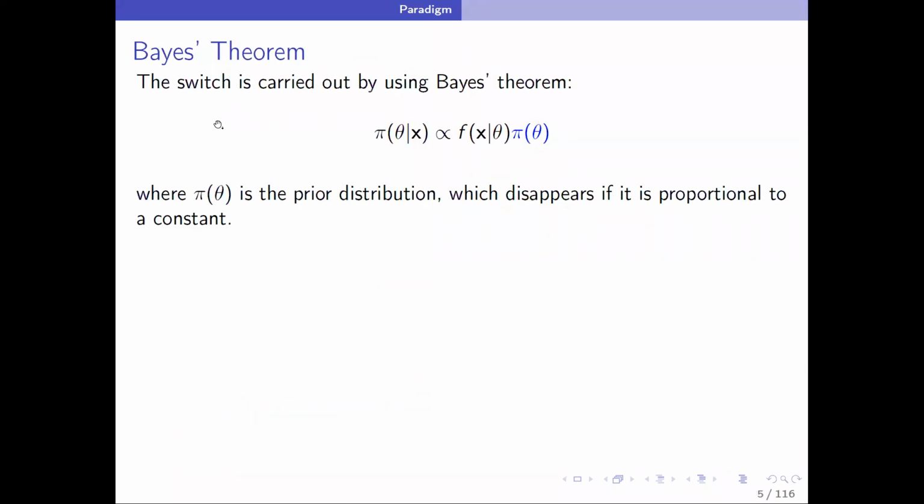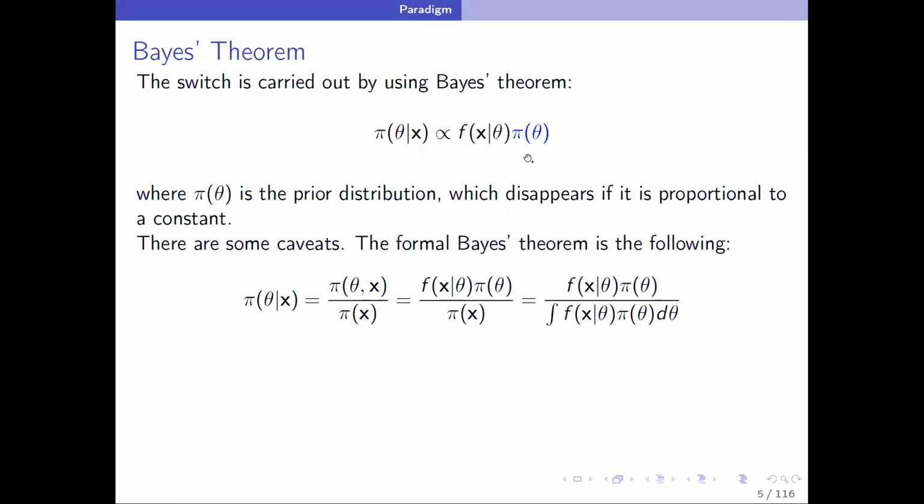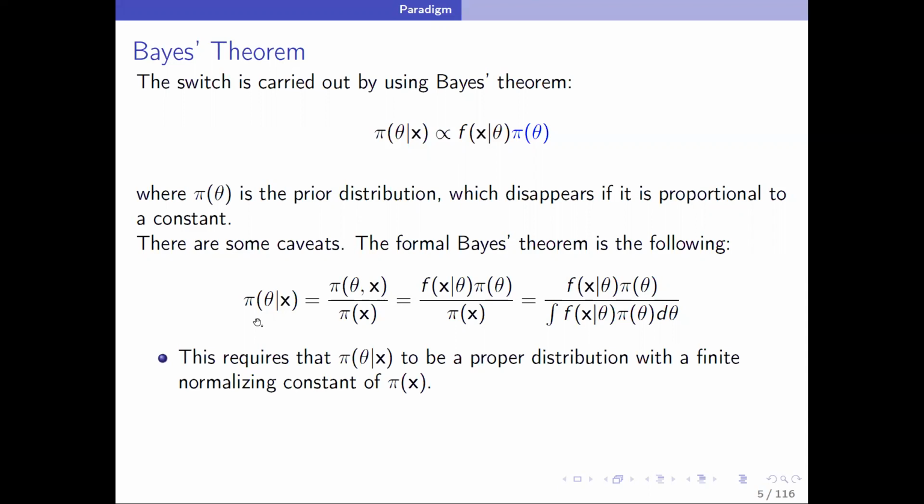And the switch is carried out by Bayes theorem. Surprisingly, the whole Bayesian paradigm is based on this: in order to switch from data given parameter to parameter given data, you need to have a prior distribution. You have to deal with the amount of assumption that comes with it, and there are certainly some caveats. So the formal Bayes theorem is this. The posterior is, you know, people probably already know what this is, and I will go into detail. And there's some requirement.